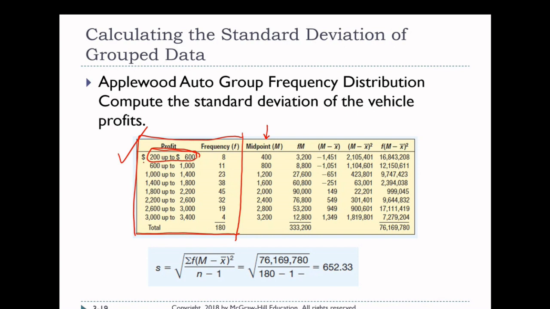600 plus 200 divided by 2 is 400. So this is the midpoint. Then 600 plus 1000 divided by 2, which is 800. Each time I can add the class interval, which is 400. 800 plus 400 is 1200, and so on. Each time I add 400 because this is the class interval. So this is the midpoint, or what we call x. Instead of x, we're using the midpoint.